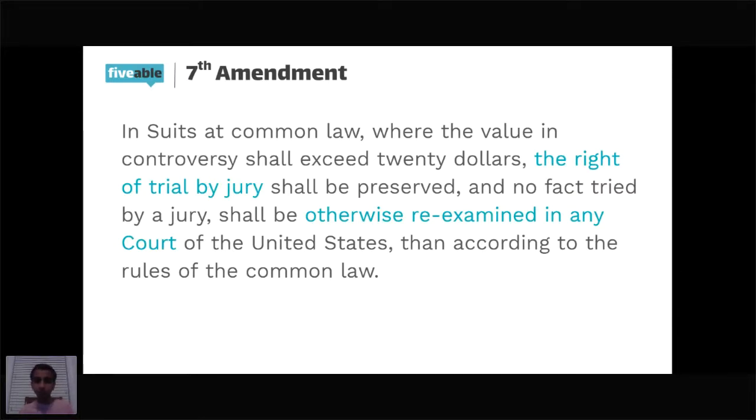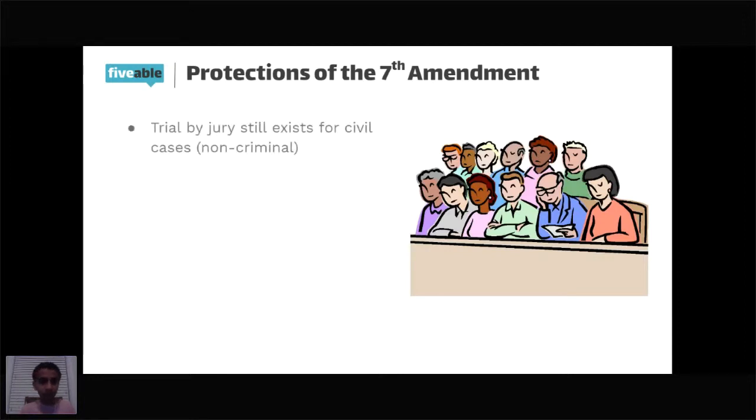So this one is pretty short in terms of what we have to cover. But the protections of the 7th Amendment include that trial by jury exists for civil cases. Some examples of civil cases can include family law, money matters, corporate law, when people are suing companies, and people suing other people. Kind of what you see on Judge Judy almost. A lot of those are civil cases, not really criminal cases. You don't see too many of those on there. But those are just some examples of civil cases.